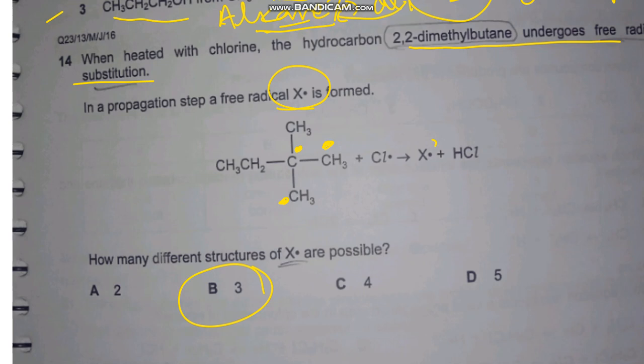As we can see, the product will form with the free radical on this carbon, and after that this free radical can form, or in the next case the free radical can form here. Only three options.